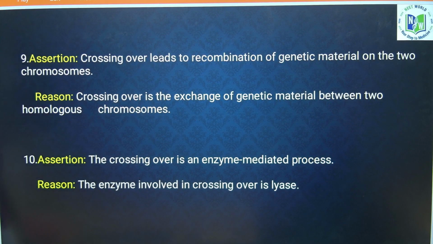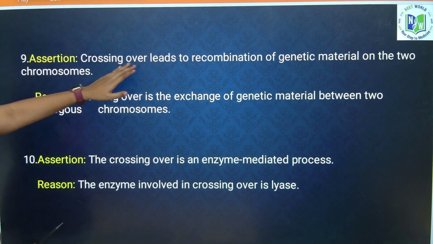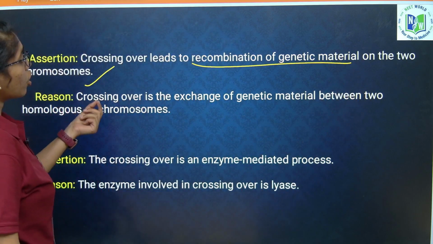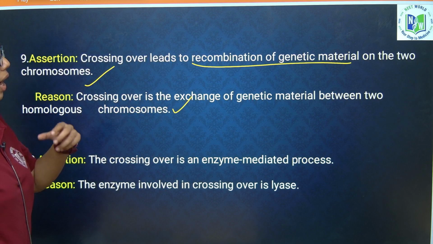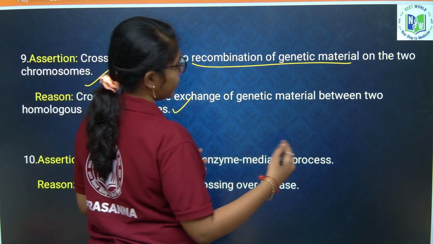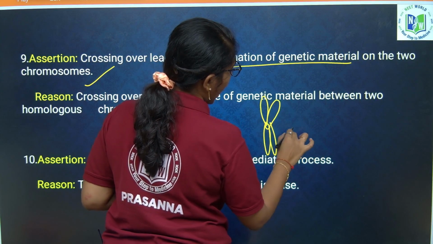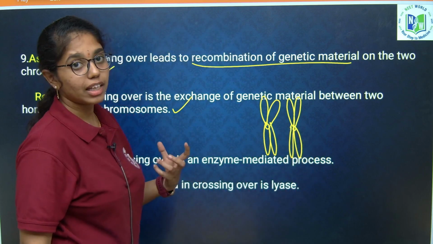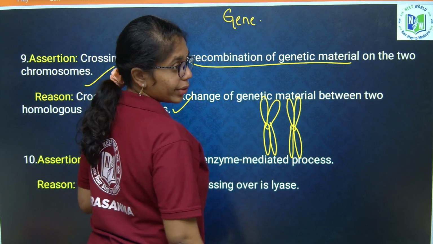Here, crossing over leads to recombination of genetic material on the 2 chromosomes. Correct. Crossing over is the exchange of genetic material between 2 homologous chromosomes. We have already discussed what homologous chromosomes are, but for recalling, homologous chromosomes are 2 chromosomes which have 2 alleles of a single gene. We know what a gene is: a functional unit of inheritance.